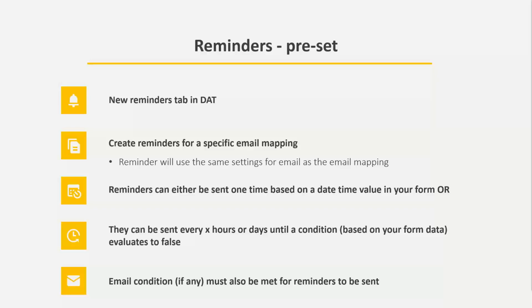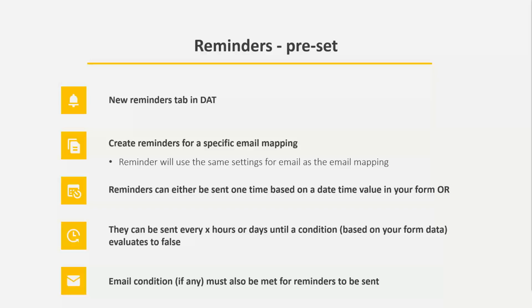So your email mapping says send this view to these people, from these people, with this subject, has a condition. All of those things are going to apply when your reminder is sent. They can be sent one time based on a date time value in your form, or they can be sent every X hours or days until a condition based on your form data evaluates to false. Also, the email mapping that you've associated your reminder with, if it has a condition, that has to be met.